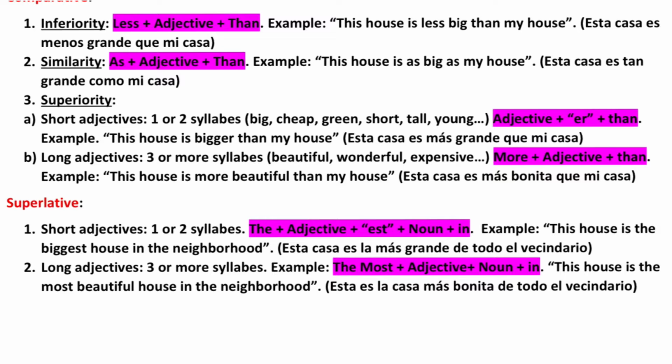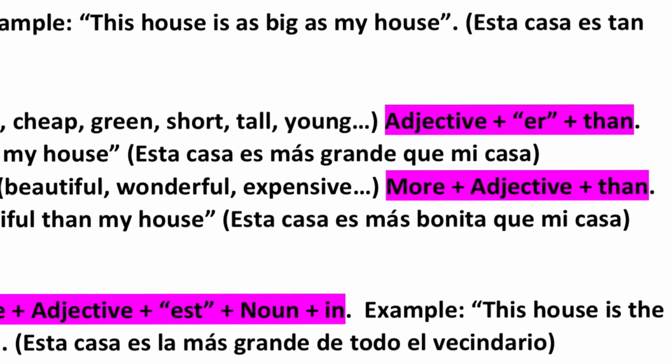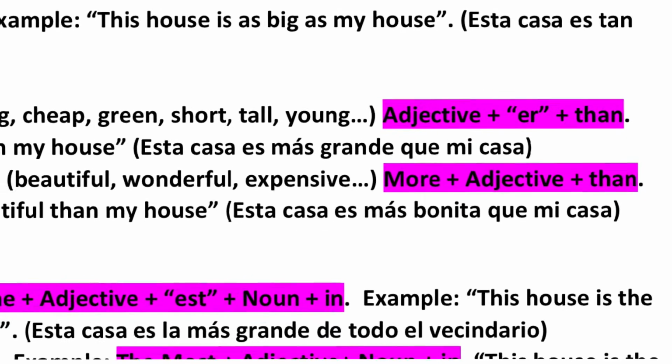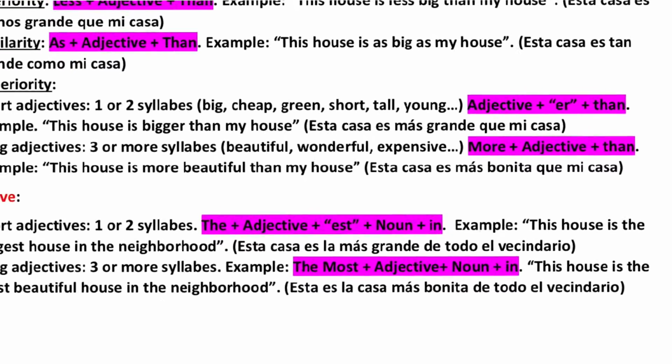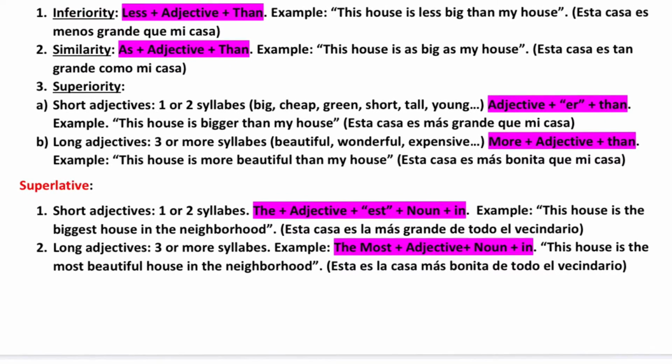dos sílabas. La estructura para formar ese comparativo de superioridad será adjective plus er plus than, adjetivo más el sufijo er más la partícula than. Importante, recordad siempre es than. Partícula comparativa que significa que, introduce el segundo término de comparación.